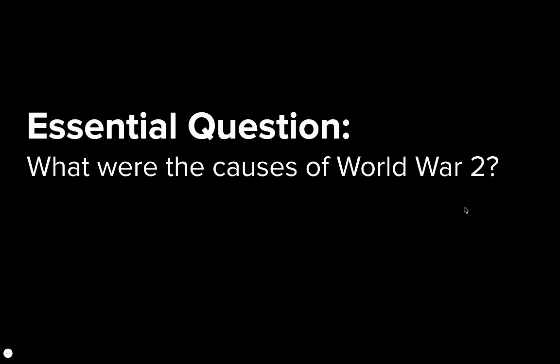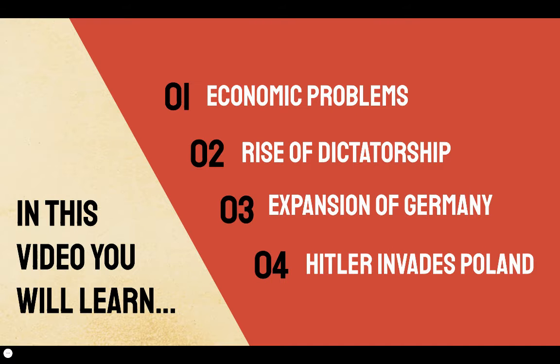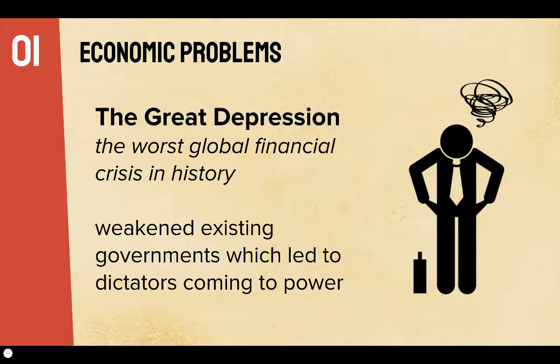Hey guys, Miss Sewing here, and in this video lesson, we're going to talk through some of the causes of the Second World War. So, in the video, we're going to talk about four things: economic problems, the rise of dictatorship, how the German Empire expands, and then finally, when Hitler invades Poland and the Second World War gets started. So, we'll start with number one.